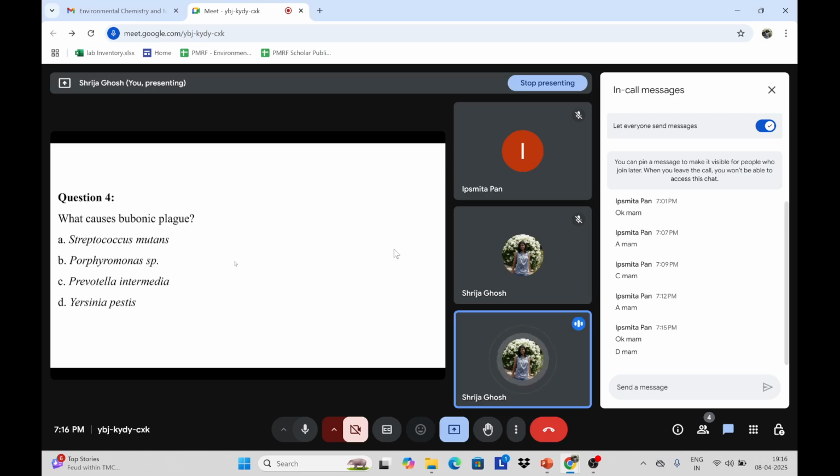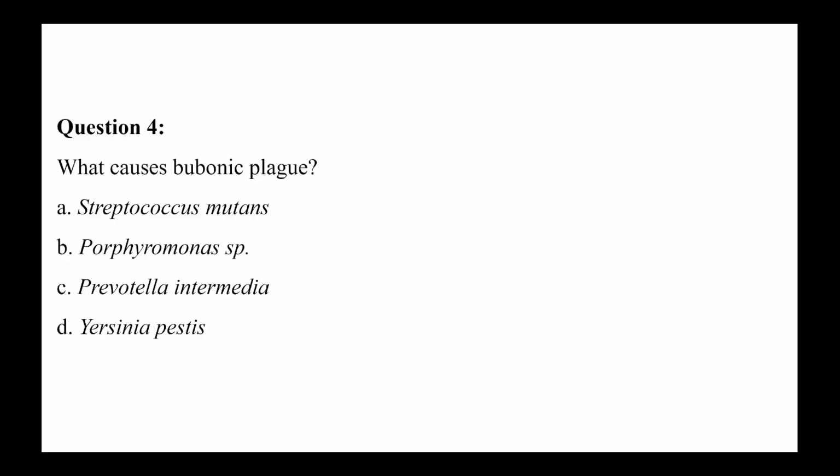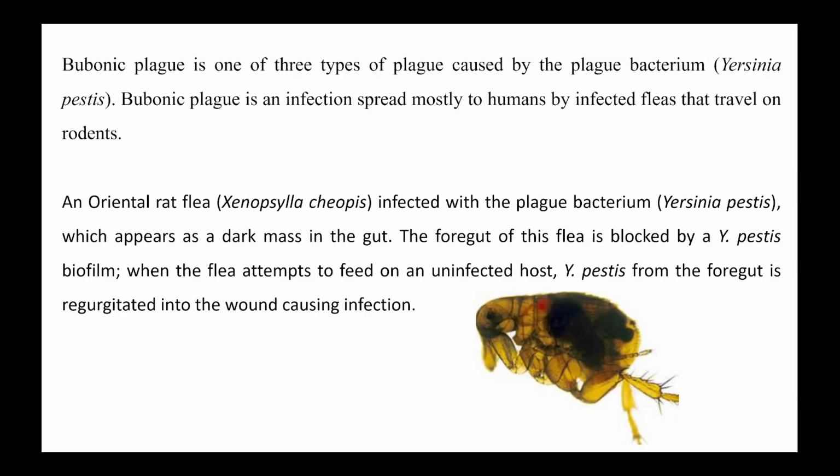You have answered option D, that is Yersinia pestis. Okay, let's see. That is the correct answer. Bubonic plague is caused by Yersinia pestis. So, Yersinia pestis is a bacterium. Bubonic plague is one of the three types of plague caused by the plague bacterium, that is Yersinia pestis. Bubonic plague is an infection spread mostly to humans by infected fleas that travel on rodents.